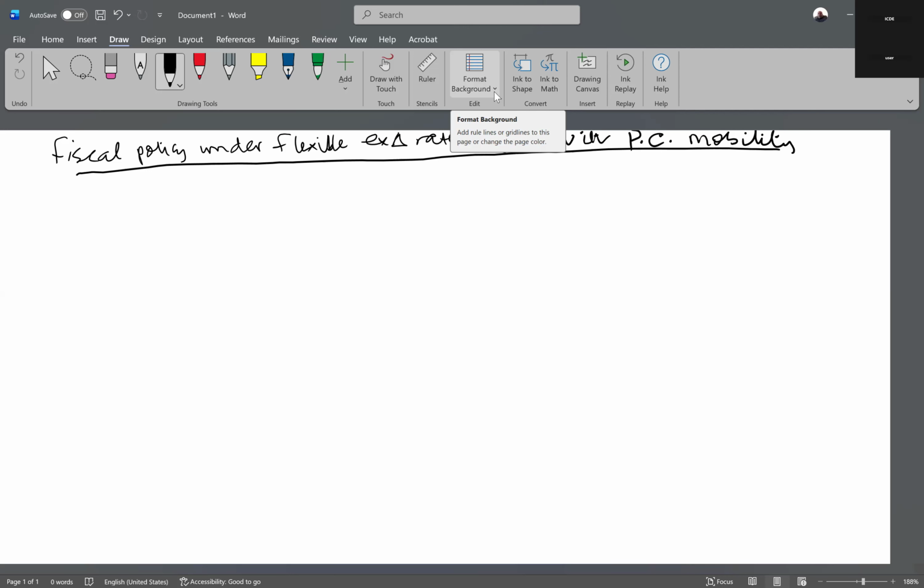Take note of that. So now let's start. We are looking at fiscal policy and a flexible exchange rate regime with perfect capital mobility. So let's draw a curve.